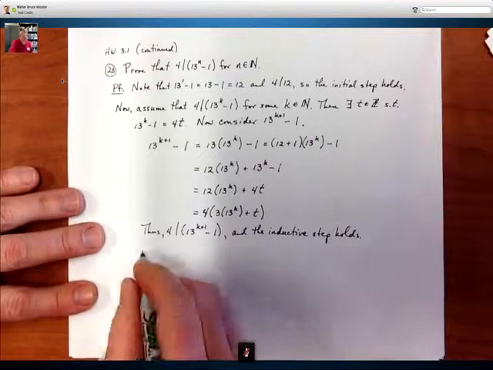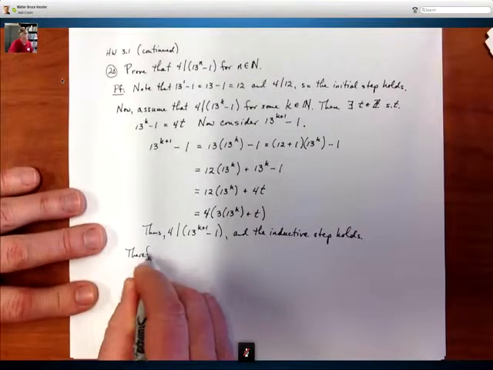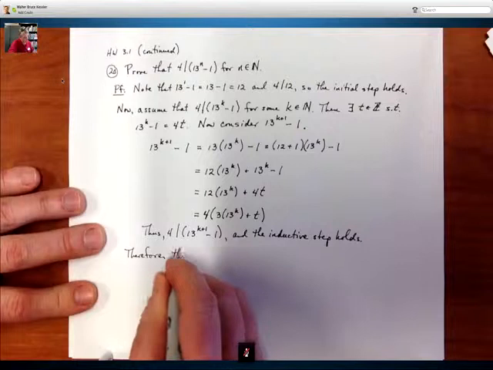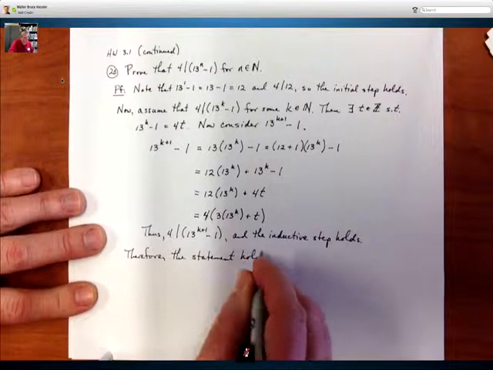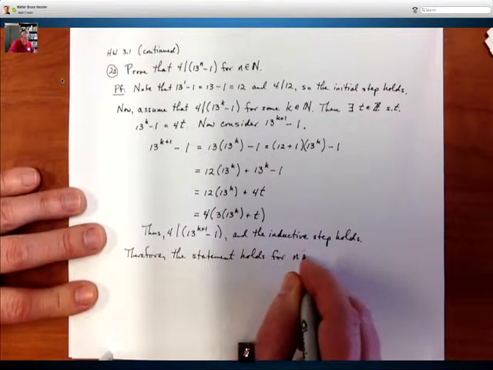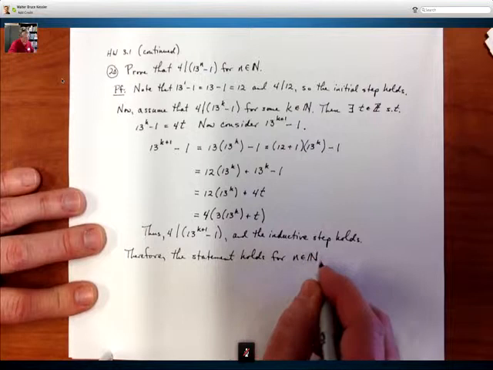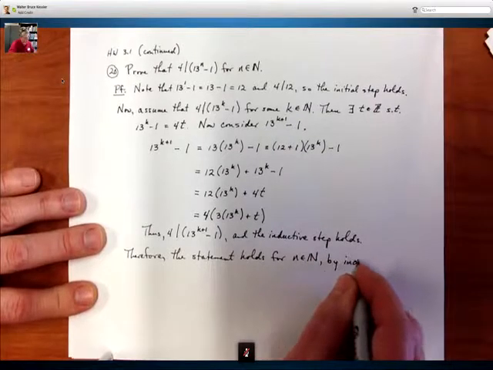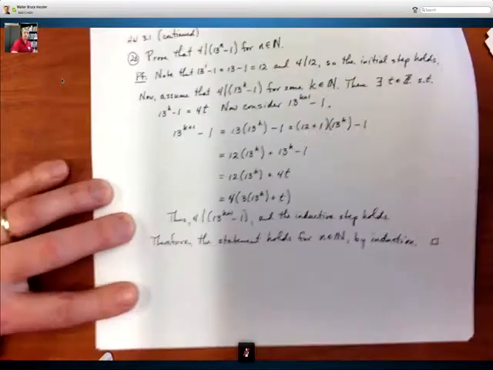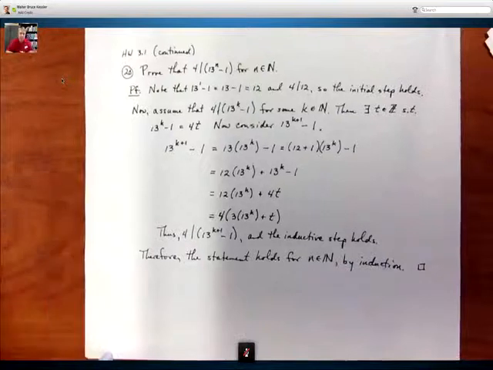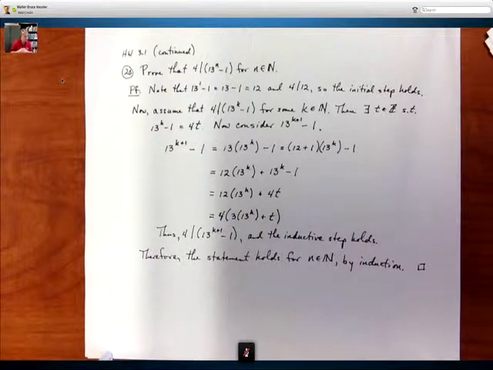So one last sentence, therefore. The statement holds for natural number n, and I typically mention induction in here, by induction. Okay, and put the end square. All right, give you a sec to look that over. Actually not a bad result, not bad at all. Okay, nice use of induction there.